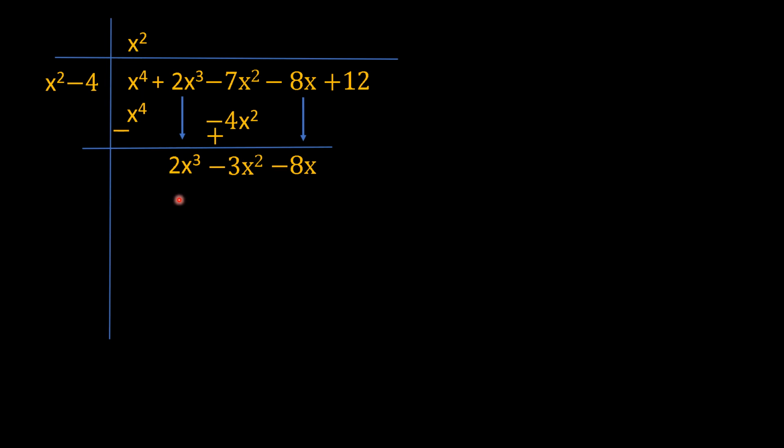Now once again, we divide the first term 2x cubed by x squared, which gives us plus 2x. Now we will multiply x squared minus 4 by this 2x. 2x multiplied by x squared gives us 2x cubed, which we write here. 2x multiplied by minus 4 gives us minus 8x, which we write below this minus 8x. After this, we will change the signs. We write minus here and plus here.